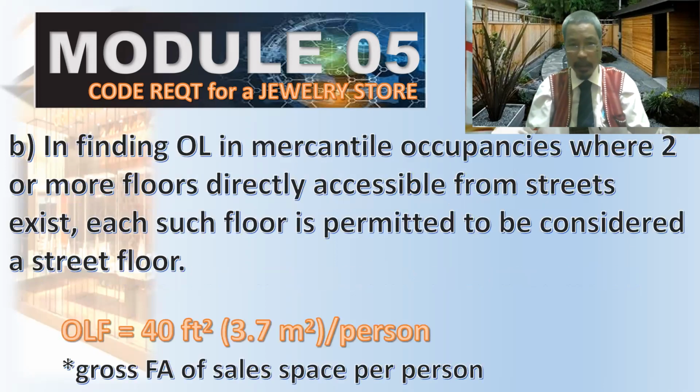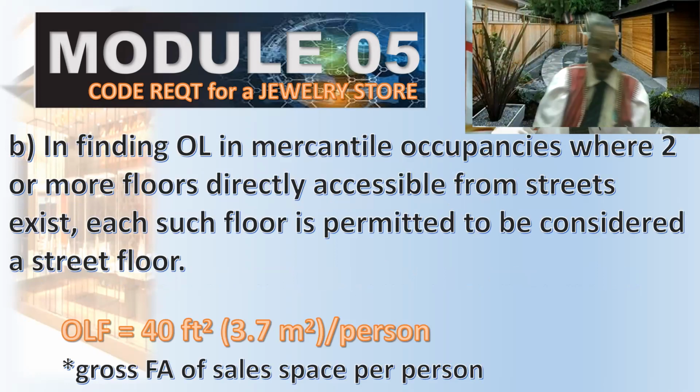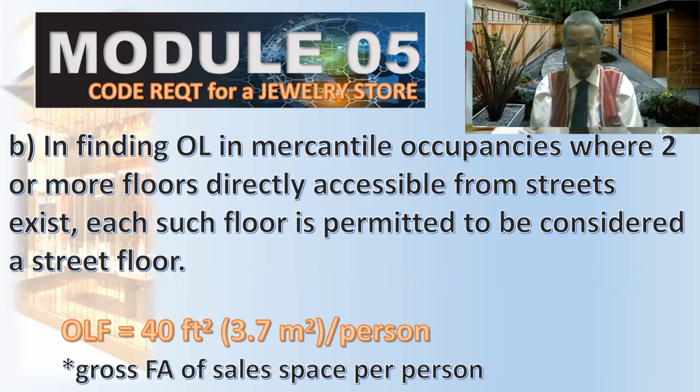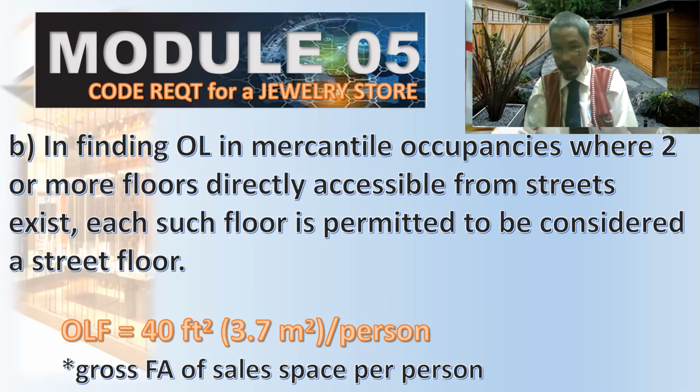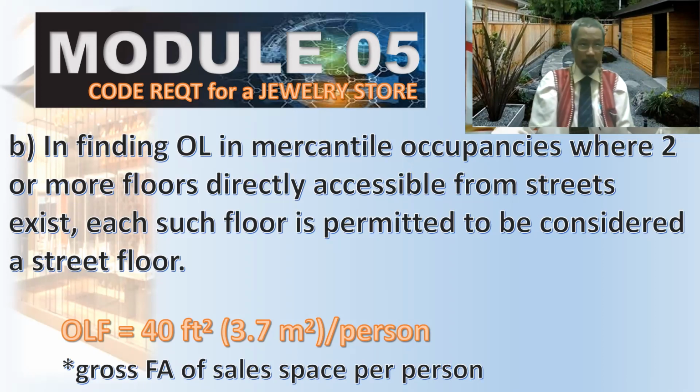Letter B, in finding occupant load in mercantile occupancies where two or more floors directly accessible from the streets exist, each such floor is permitted to be considered a street floor. You already know that. So gross floor area of sales space per person, for example, 3.7 square meters per person.